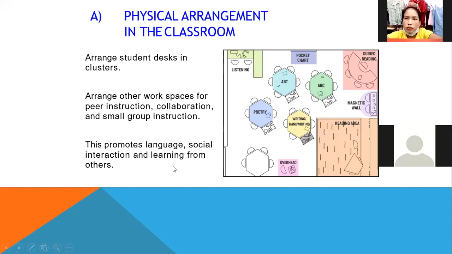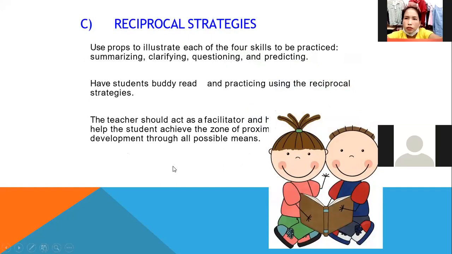Then reciprocal strategies: use props to illustrate each of the four skills to be practiced, summarizing, clarifying, questioning, and predicting. Have students buddy up; partner those who cannot read with those who can read better. The MKO is the one who can read. The help given by the one who reads better, we call it scaffolding.